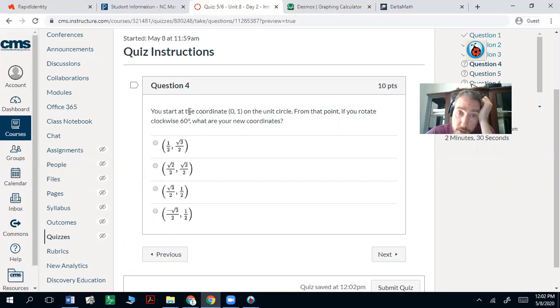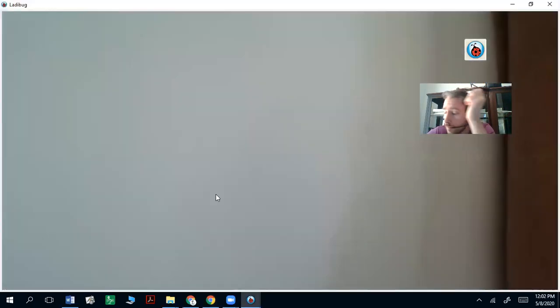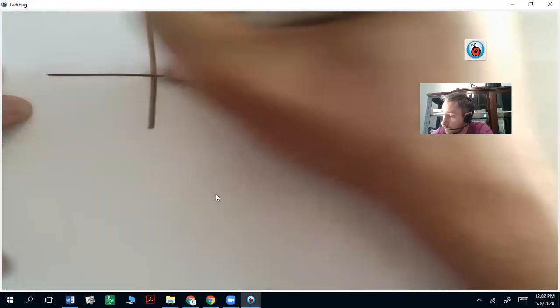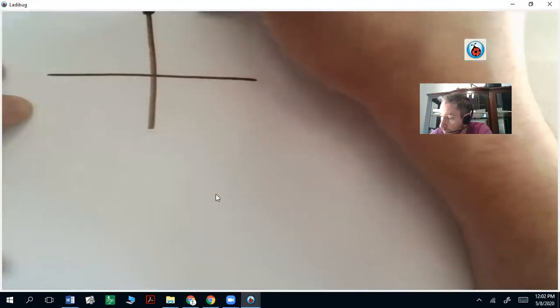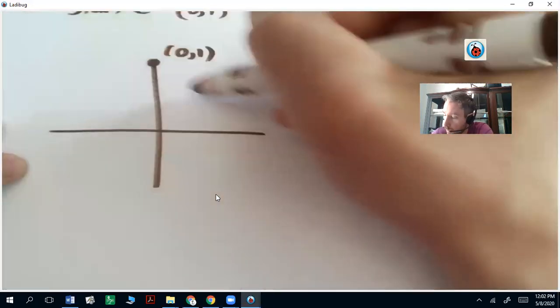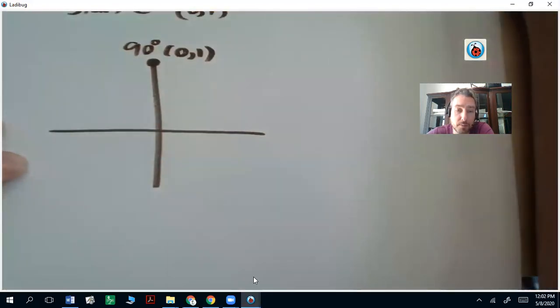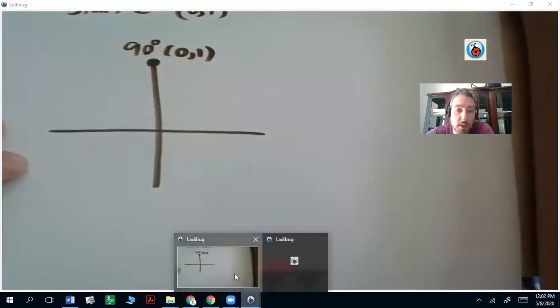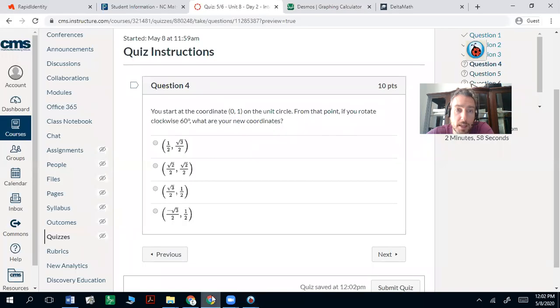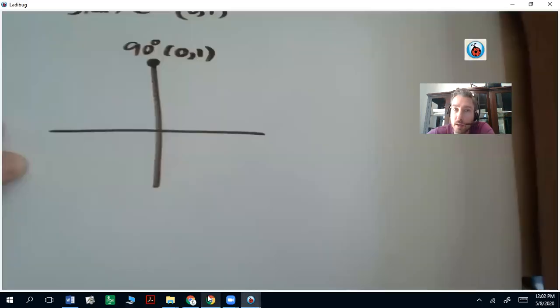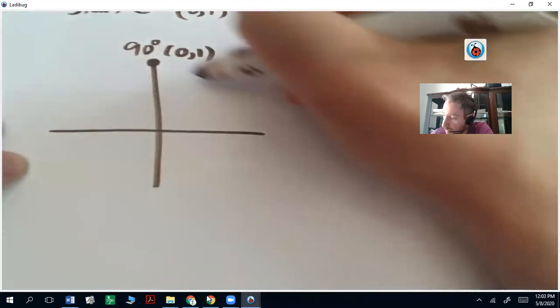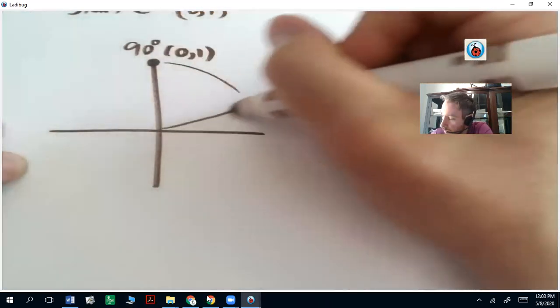But for question 4, it says you start at the 0, 1 on the unit circle. From that point, if you rotate 60 degrees clockwise, what are your new coordinates? So let me tell you where 0, 1 is on the unit circle. Well, 0, 1 is up here because it does not go left to right, it goes up 1. Well, that's 90 degrees. So we're going to start at 90 degrees. Now the question says you rotate clockwise 60 degrees. So clockwise is going this way. And if I go clockwise 60 degrees, I'm going to be right here.